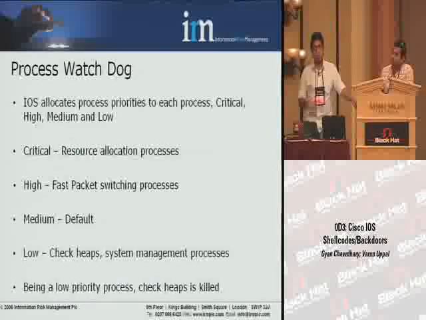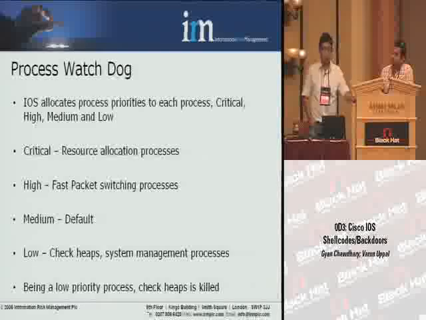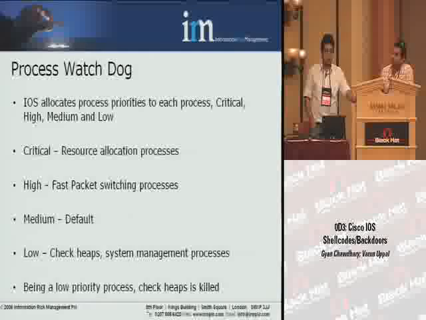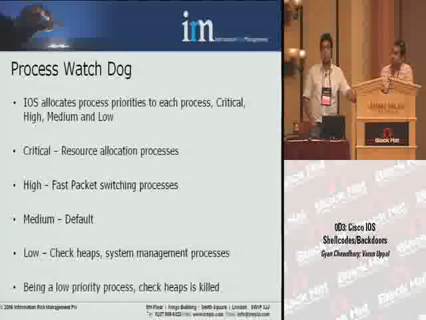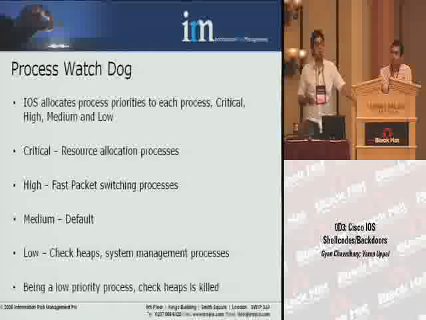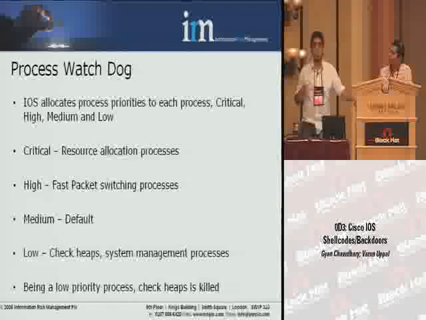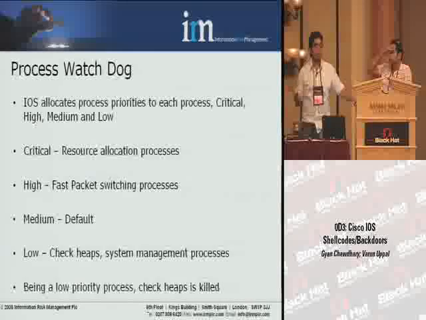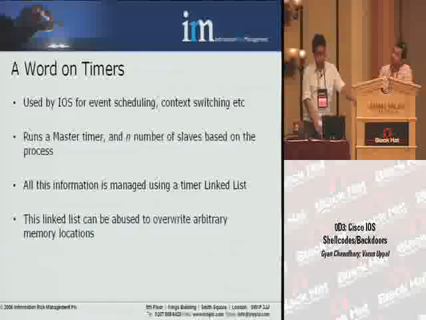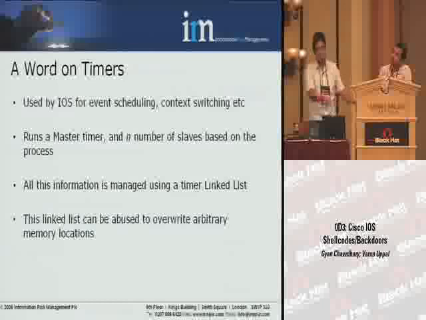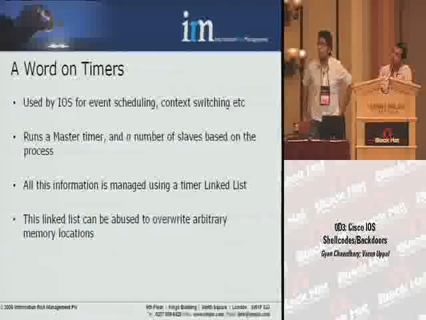IOS processes have their privilege levels allocated by their importance. In this case, you have 4 levels, and Checkheaps is the lowest level, marked at, I think, 3 or 4 in memory. Because it's a low-level process, when the Watchdog timer sees that Checkheaps has run beyond a certain time, it will instantly kill the process for you. So what we thought was, there's also something about IOS timers.